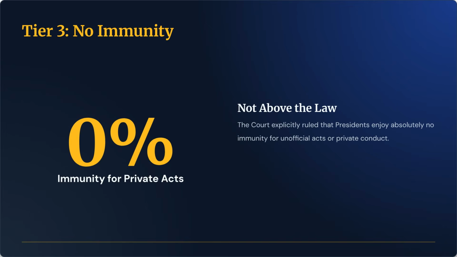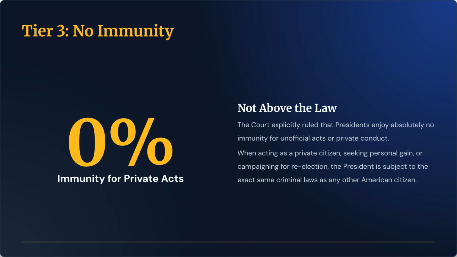Tier 3 establishes that presidents have zero immunity for unofficial or private conduct. The court explicitly ruled that a president, acting as a private citizen, is subject to the exact same criminal laws as any other American citizen.